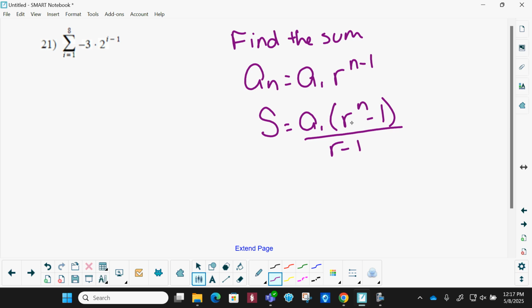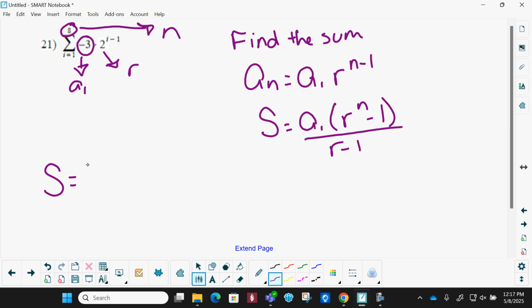Mr. Ford does use the 1 minus R to the N. As long as the bottom is 1 minus R, they're matchy-matchy, then life is really good. Okay, so remember, -3 is my A1, 2 is my R, and because we start down here at 1, here is my N. So now we're just going to plug it in.